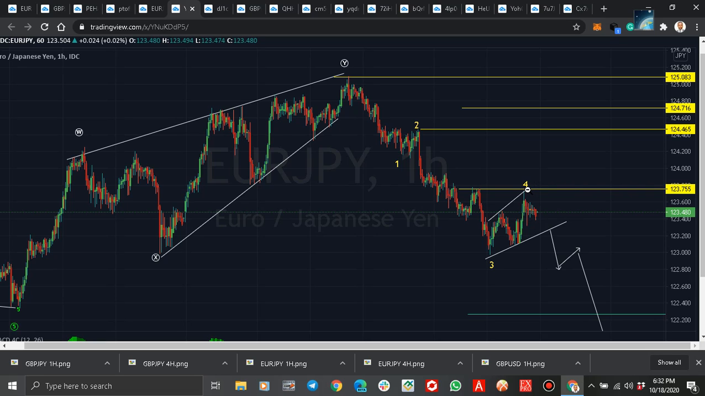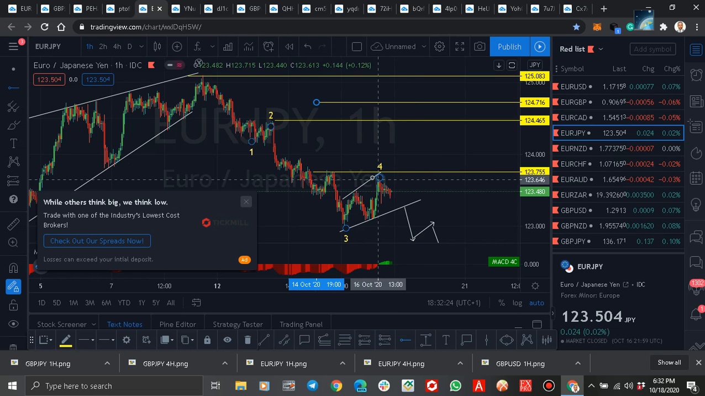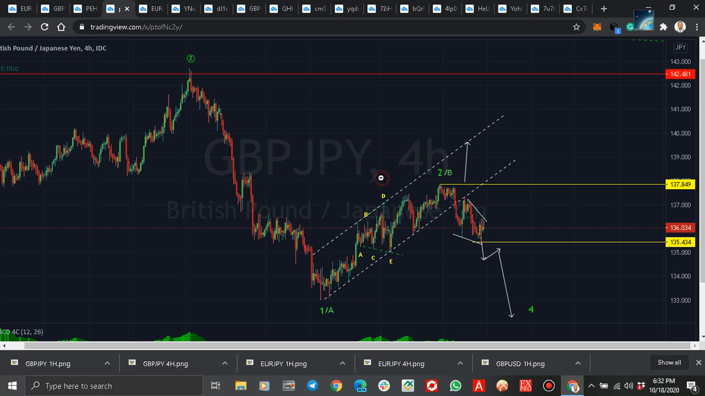So all I can see here is sell. I haven't seen any buy. Unless price breaks here, I will consider buying and watch what happens here. Okay, 1 hour.